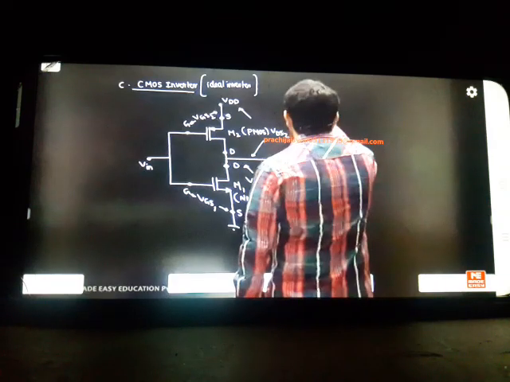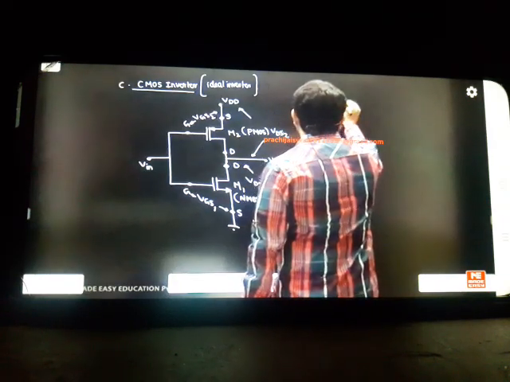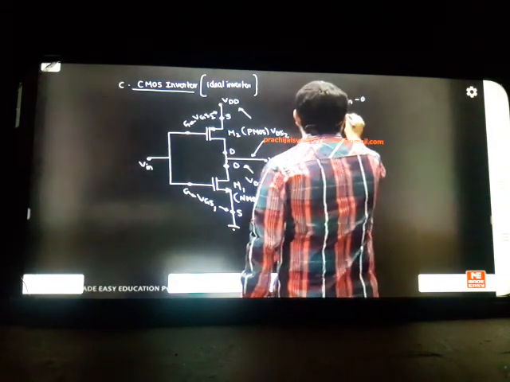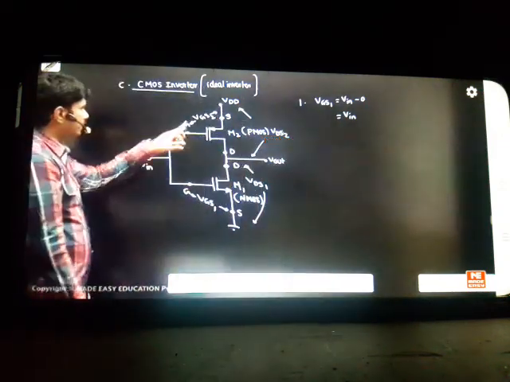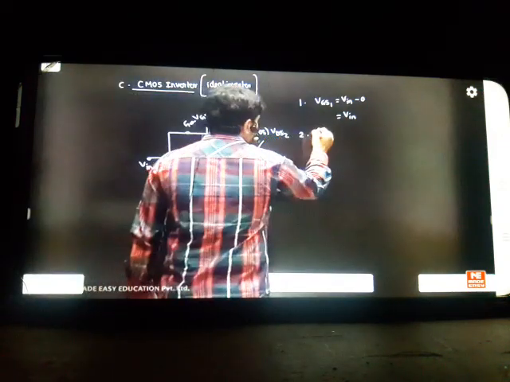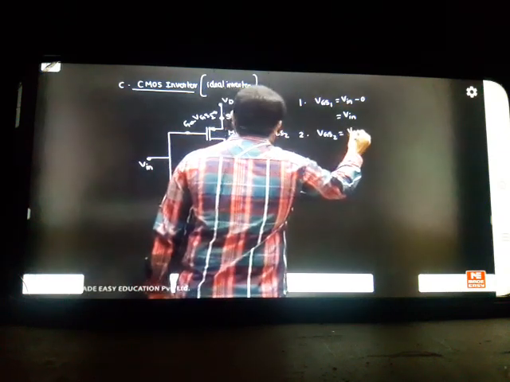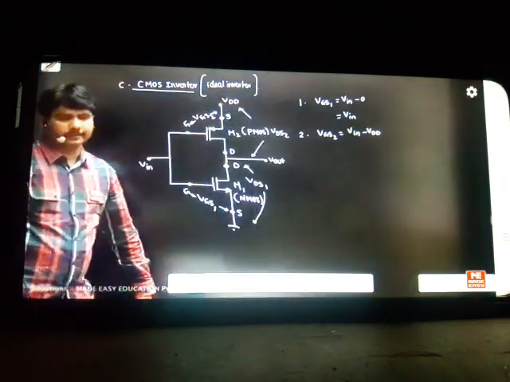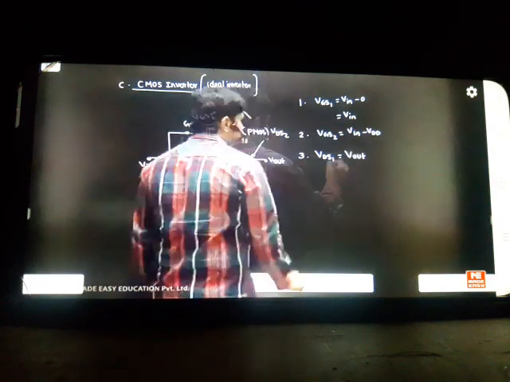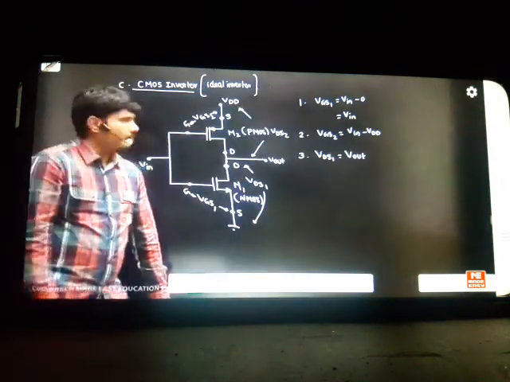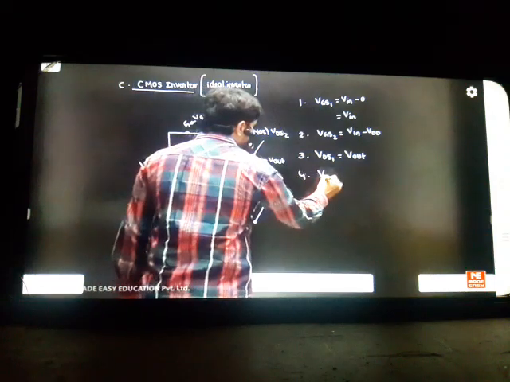So we'll write the points first. VGS1, seeing the circuit, we can write it as VIN minus 0. So VIN is the first point. And the second point, VGS2, is how much? VGS2 is nothing but VIN minus VDD. This is your second equation. Next, what is VDS1? VDS1 is nothing but your Vout.